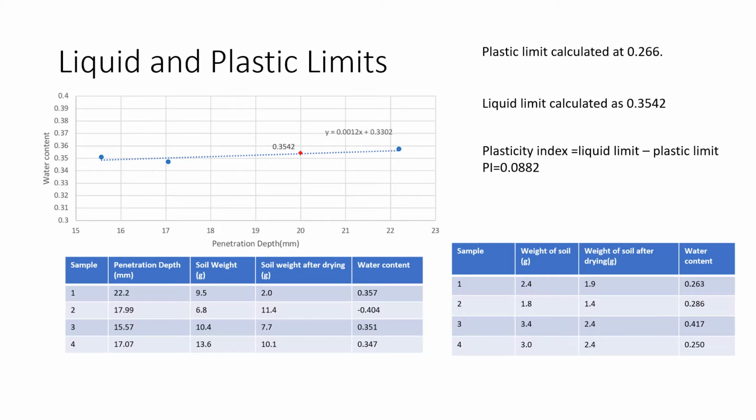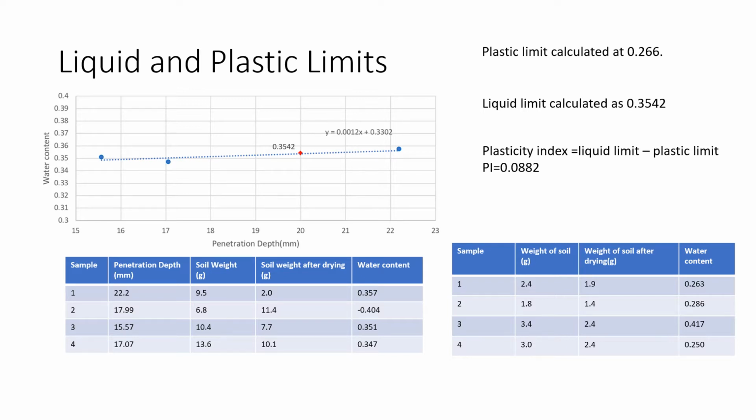A cone fall test was performed to determine the liquid limit of the soil. This is the first step in finding the plasticity index, a value that is essential to understanding how the soil can be compacted. After running a series of 4 trials, the liquid limit at a 20 mm penetration depth was found to be 35.42%.